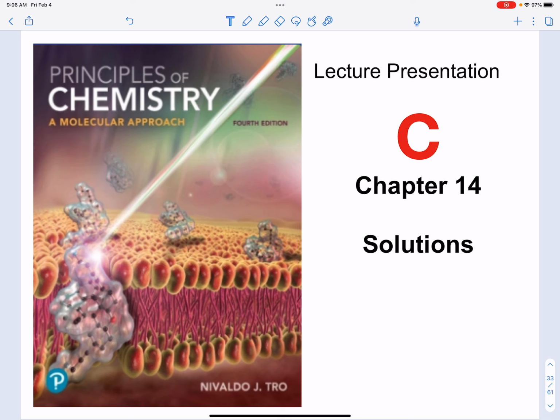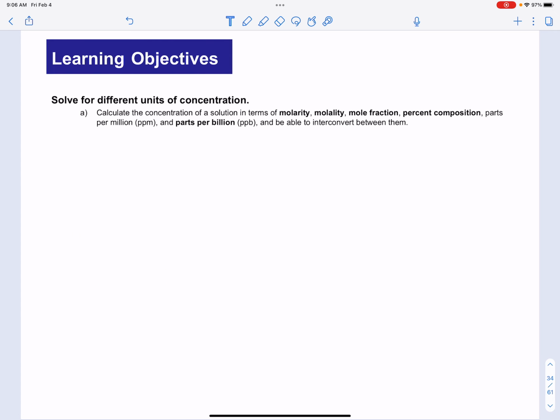So every other type of concentration is going to be over the solution. Molality is going to be the only one over the solvent. And we're going to use molality a lot on section D. So let's see how we're going to do this. So this is the objective we're going for.